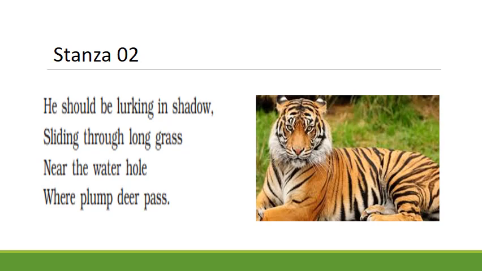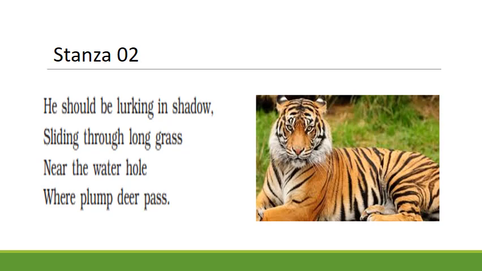He should be lurking in shadow, sliding through long grass, near the water hole where plump deer pass. So, he should be lurking in shadow. What is lurking? Here lurking means hiding. So, now the poet is trying to say that he should not be inside the cage, but actually he should be somewhere in the forest. Lurking in the shadow means hiding in the shadow. Sliding through the grass means walking very silently through the long grass that is found in the forest.